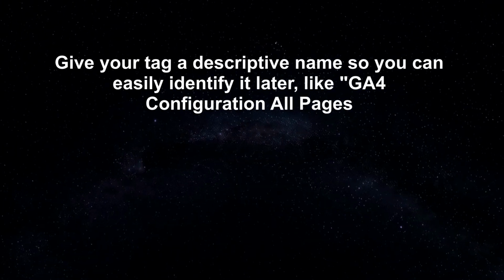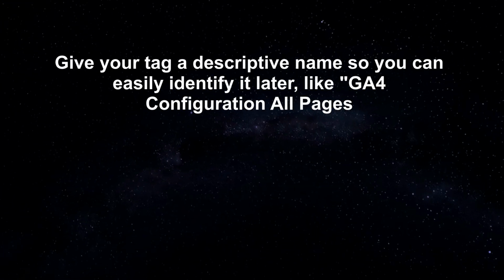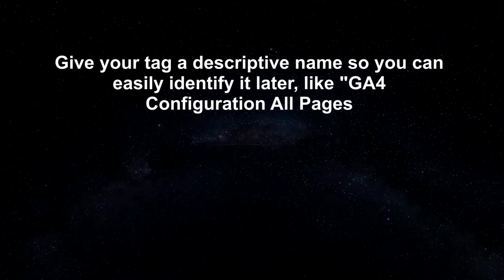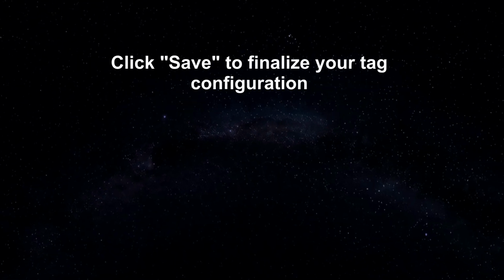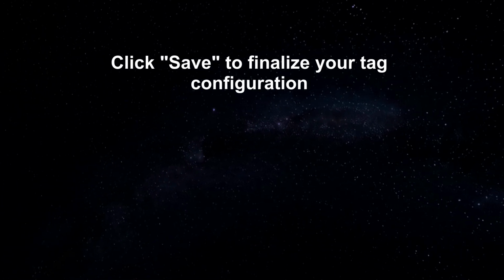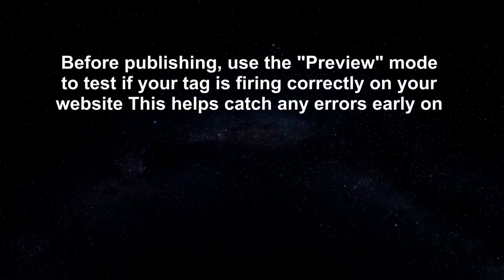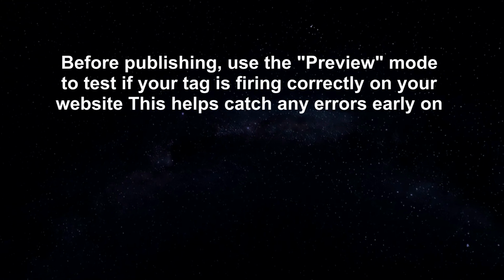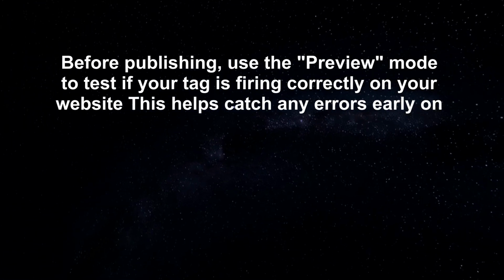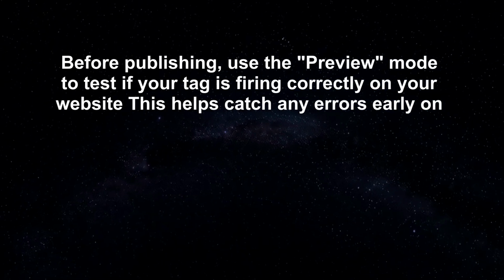Give your tag a descriptive name so you can easily identify it later, like GA4 configuration All Pages. Click Save to finalize your tag configuration. Before publishing, use the preview mode to test if your tag is firing correctly on your website. This helps catch any errors early on.